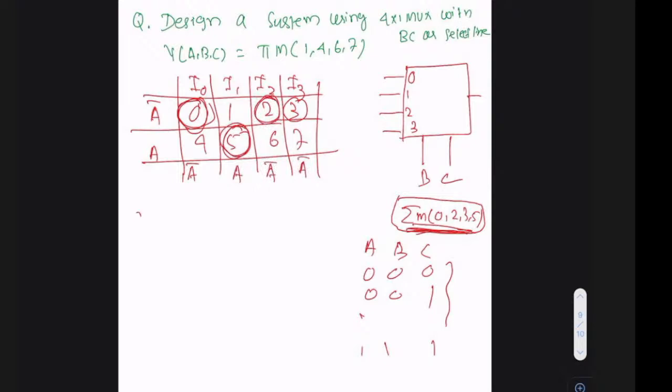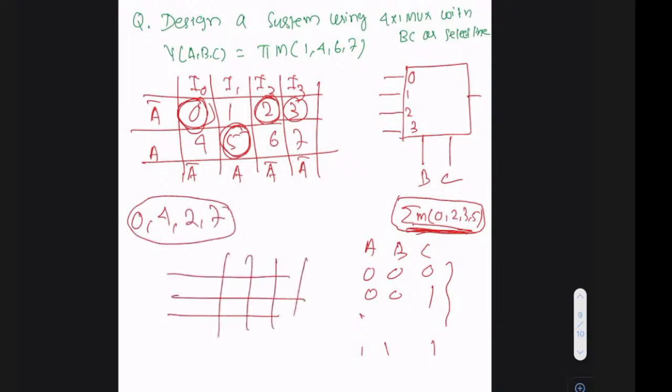Suppose the question had been 0, 4, 2, 7. Then what would happen? This is 0, 1, 2, 3. This is 4, 5, 6, 7. With 0, 4, 2, and 7, here both are circled, so it is 1. Here none is circled, so it is 0. Here 0 is circled and the corresponding value is A bar. And here 7 is circled and the corresponding value is A. So if only one is circled, you take the corresponding row value. If both are circled, you take 1. If none is circled, you take 0.